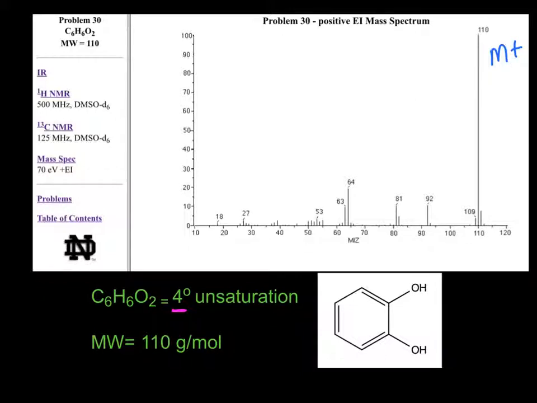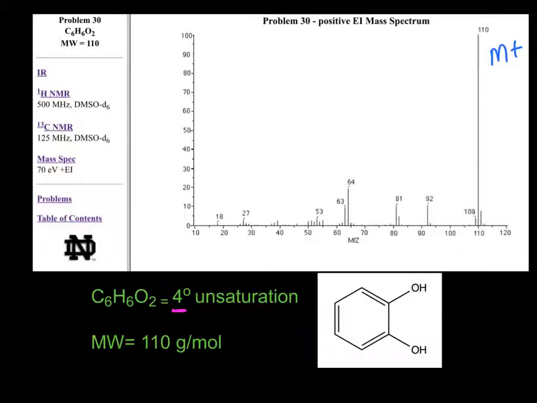When we look at mass spectra, the most important piece of information we'll get about our molecule is the molecular weight. The signal furthest to the right on the spectra is going to be our M+ signal, or the molecular ion signal. This corresponds to the molecular weight of the molecule, and since we were given that ahead of time, we can see that that corresponds perfectly.